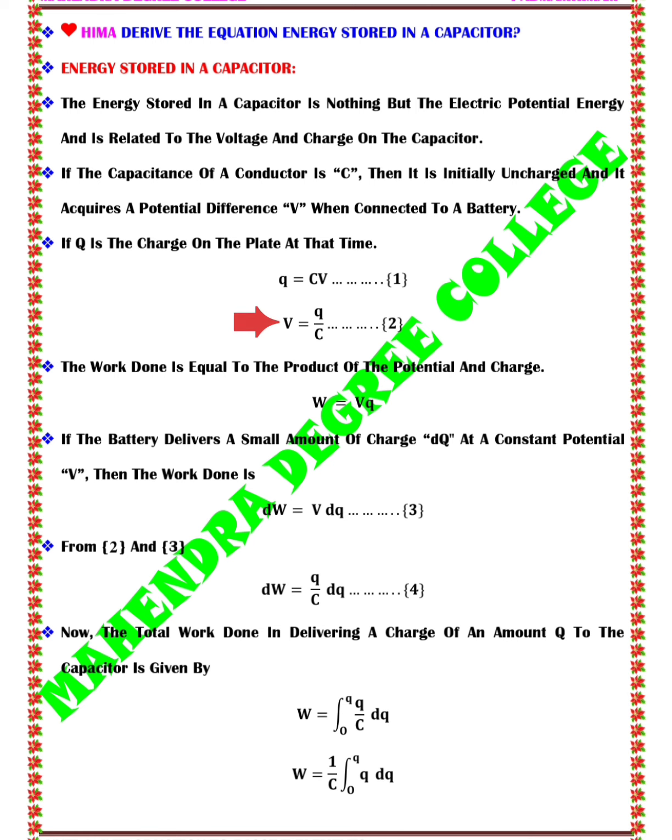Rearranging the above formula, we get V equals Q by C. This is equation number 2. The formula V equals Q by C represents the relationship between voltage V, charge Q, and capacitance C in a capacitor.